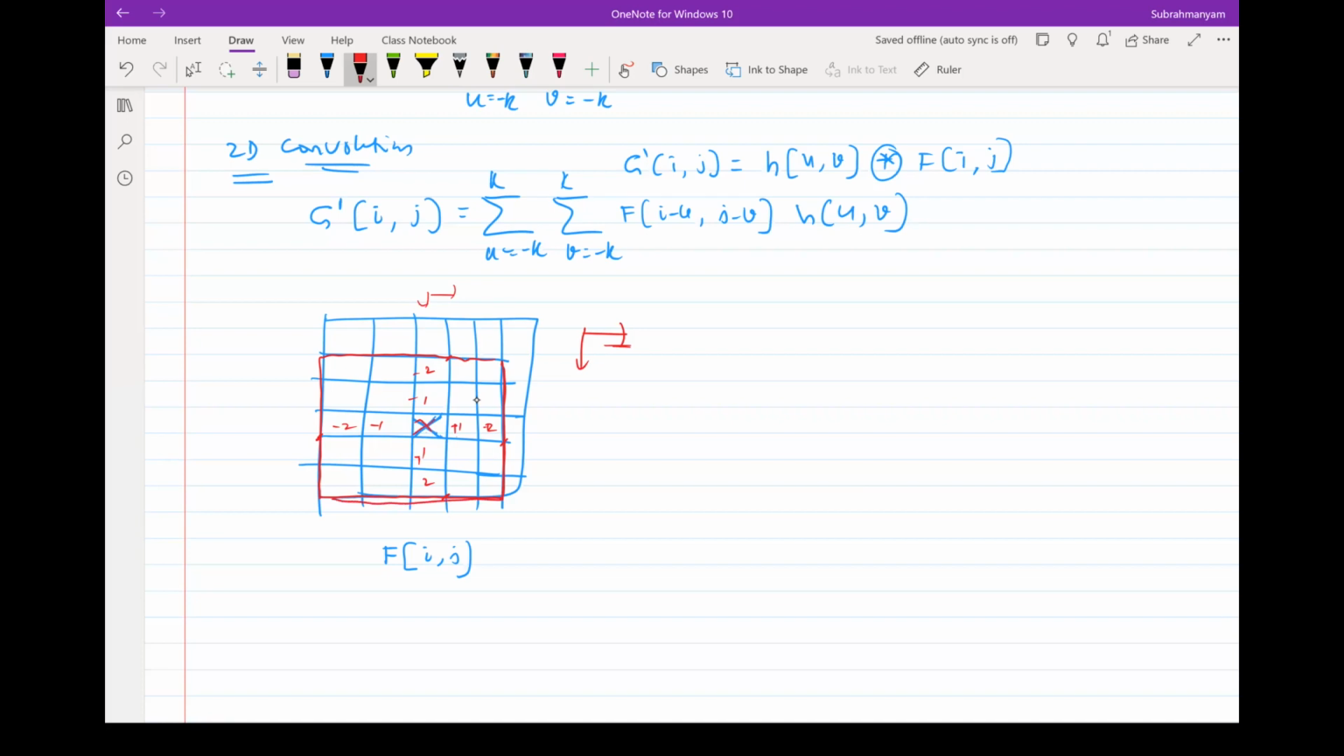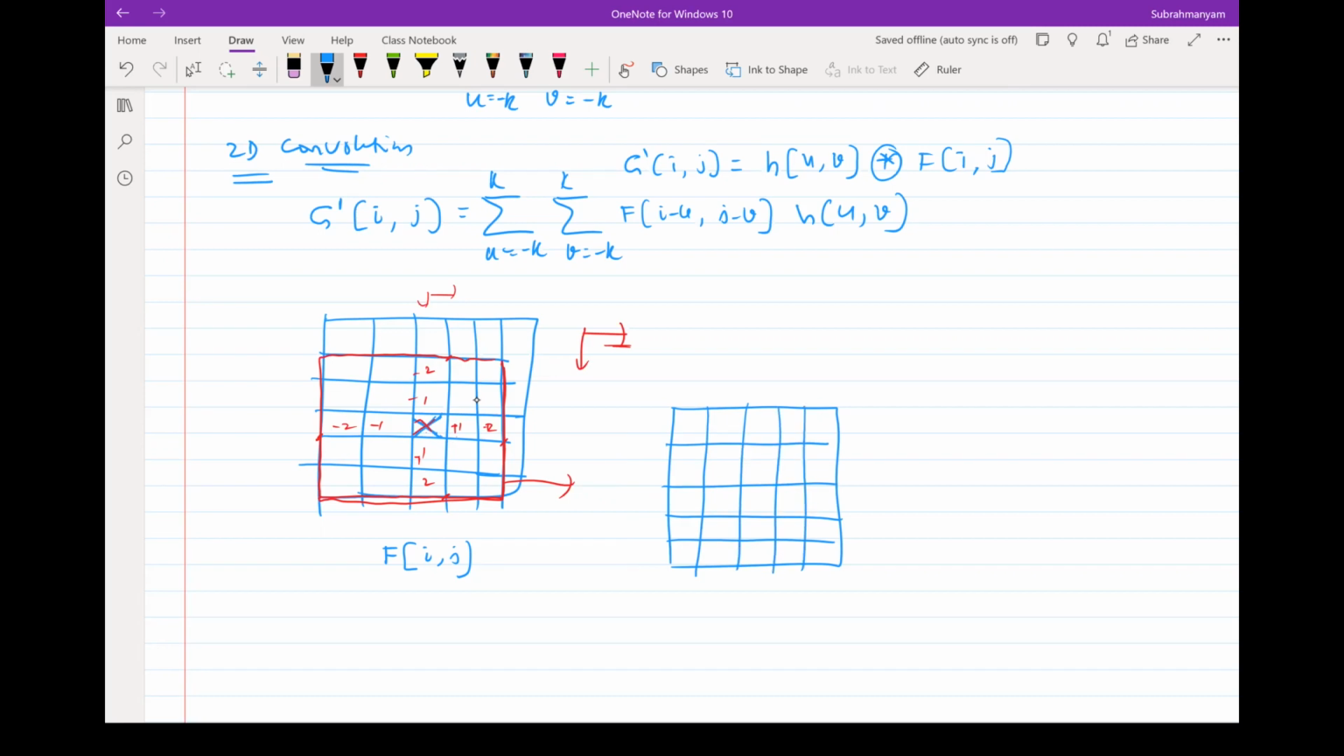So this is my h of u comma v that I would put there. What should be the size of that? A 5 by 5, right? If I'm using two neighbors here and there: 1, 2, 3, 4, 5, and 1, 2, 3, 4, 5. So I should be having that as a 5 by 5 grid. For moving average, let me put all these values to 1.